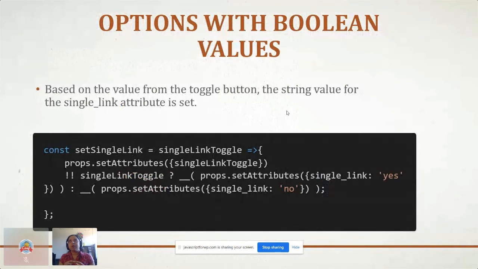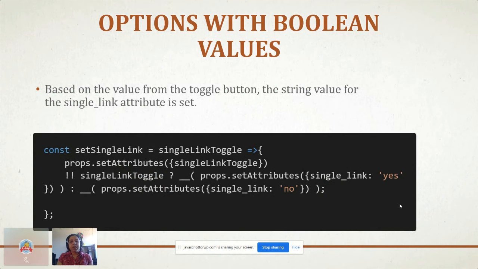And based on the toggle value of true or false, I set the string value for the single link. So if the single link toggle value was true, the single link attribute was set to a string value of yes. And if that's false, it was set to a string value of no. And when the single link is now passed into my shortcode, the shortcode knows exactly what to do with it.